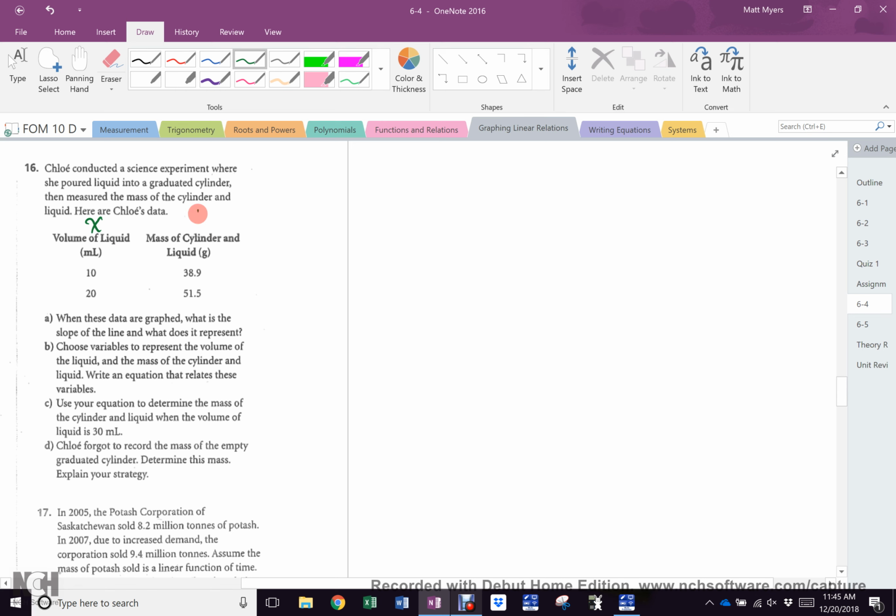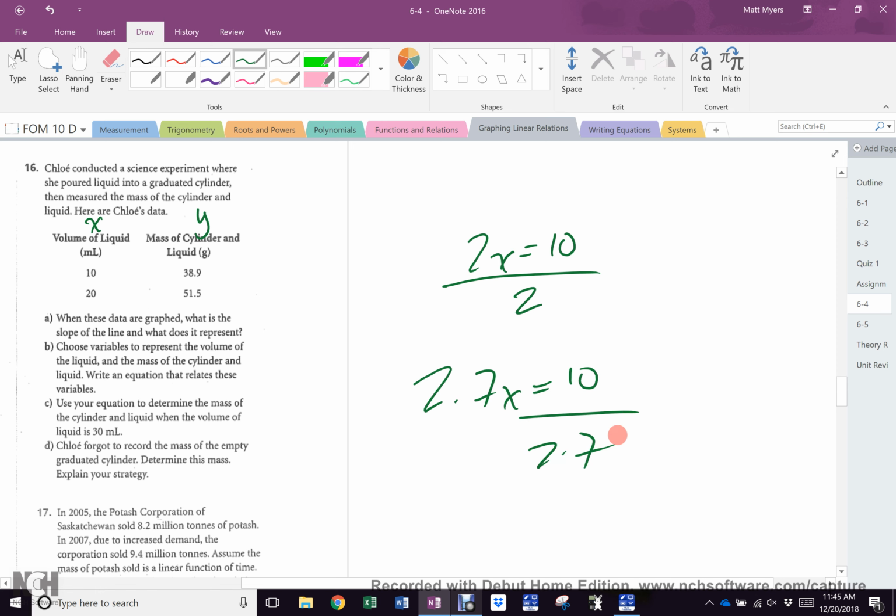And then, same thing here, right? There's your x's, there's your y's. It's just going to be ugly, isn't it? Because there's decimals involved. But do the rules change when there are decimals involved? Of course not. 2x equals 10, divide by 2. 2.7x equals 10, divide by 2.7. No rules change.